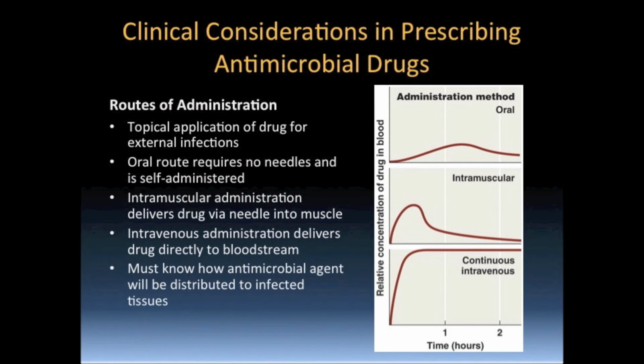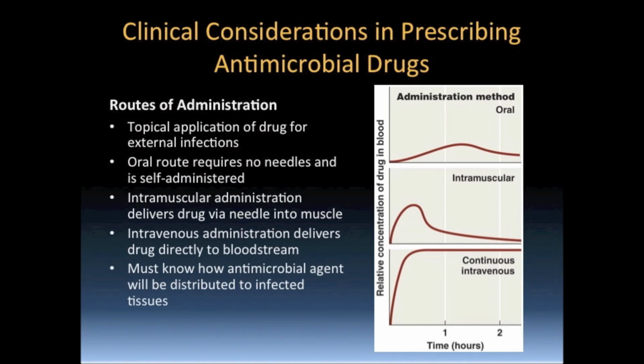Intramuscular injection is accomplished using a hypodermic needle. The drug is delivered into the muscle tissue and slowly diffuses into the capillaries of the muscle. The drug does not reach the concentrations achieved with intravenous administration. Intravenous administration is accomplished by directly delivering the drug to the blood. The initial concentration will be very high but will quickly diminish unless the drug is administered continuously.